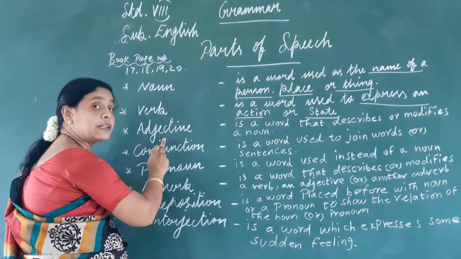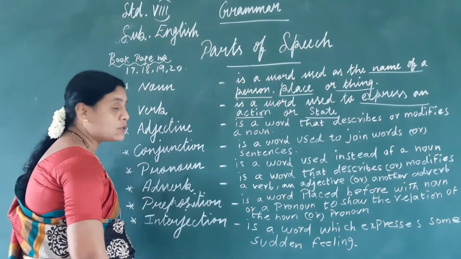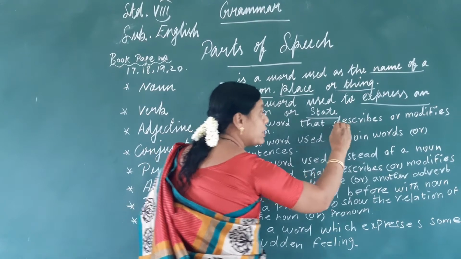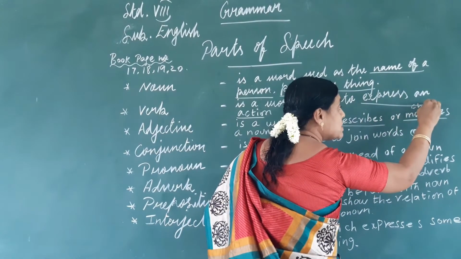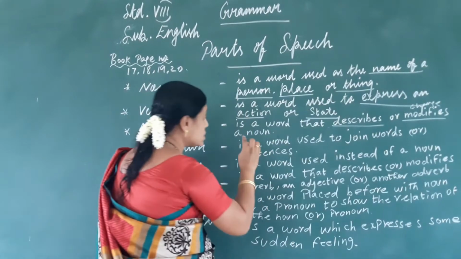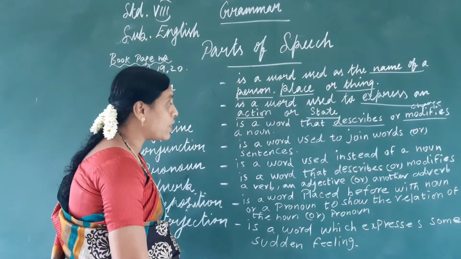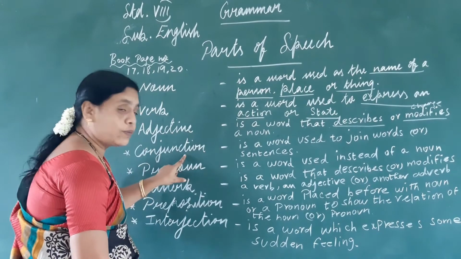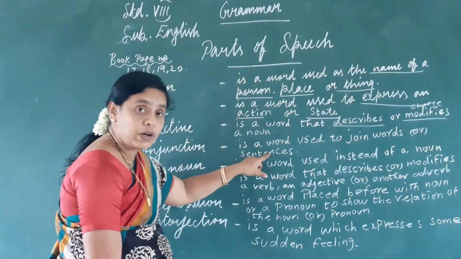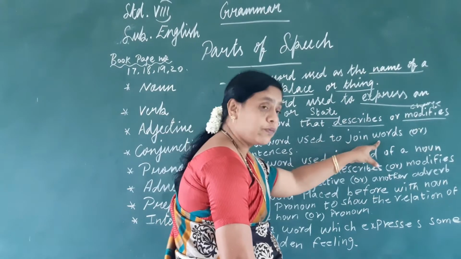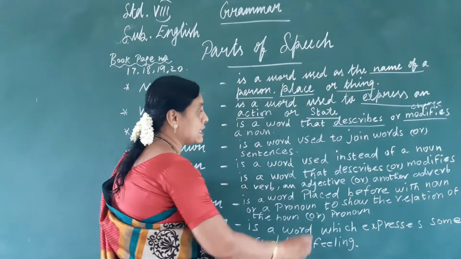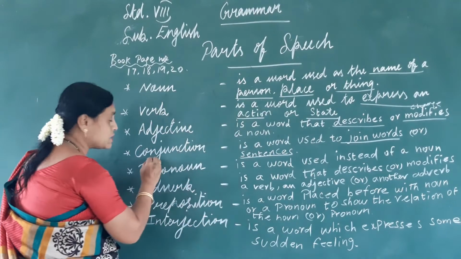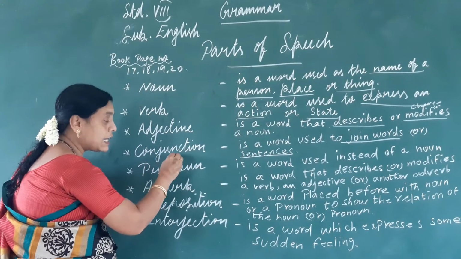Now the third one is adjective. What is adjective? It is a word that describes or modifies a noun. Modify means change. This is modifying a noun. That is called adjective. Now, the fourth one is conjunction. It is a word used to join words or sentences. That part of speech is called conjunction.